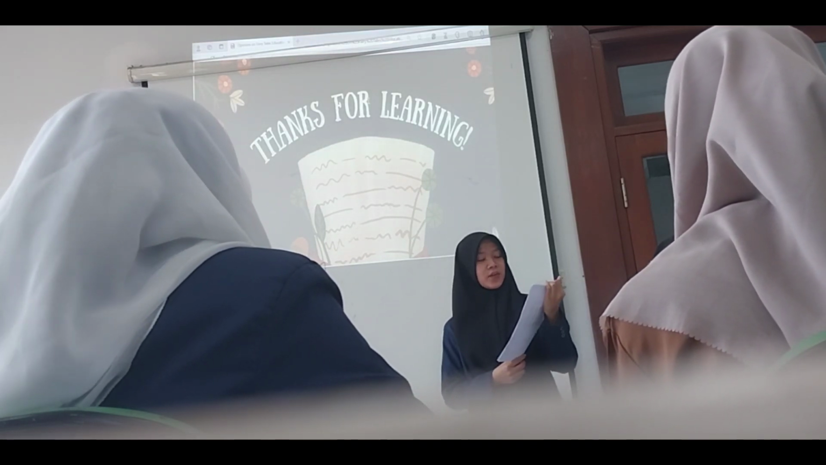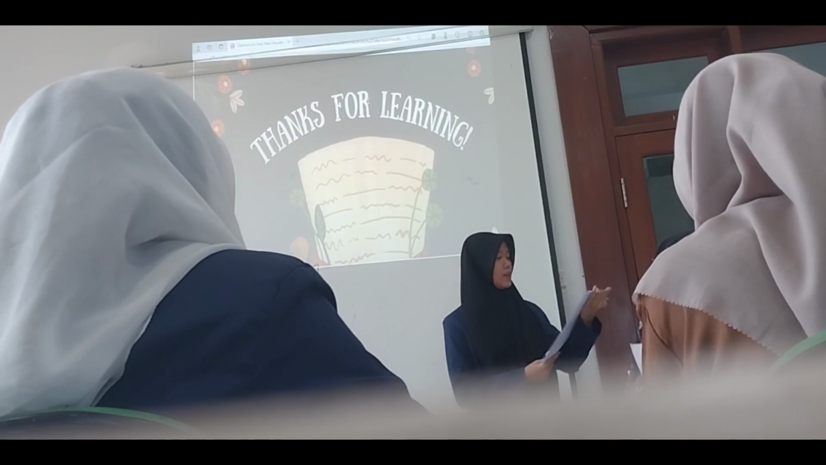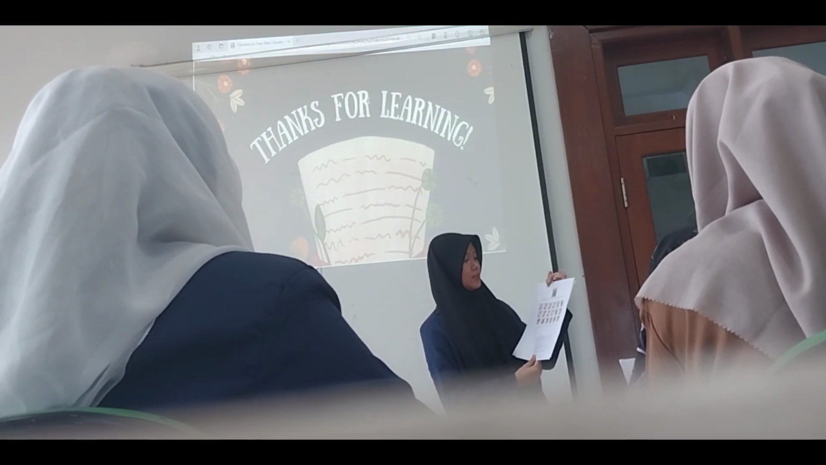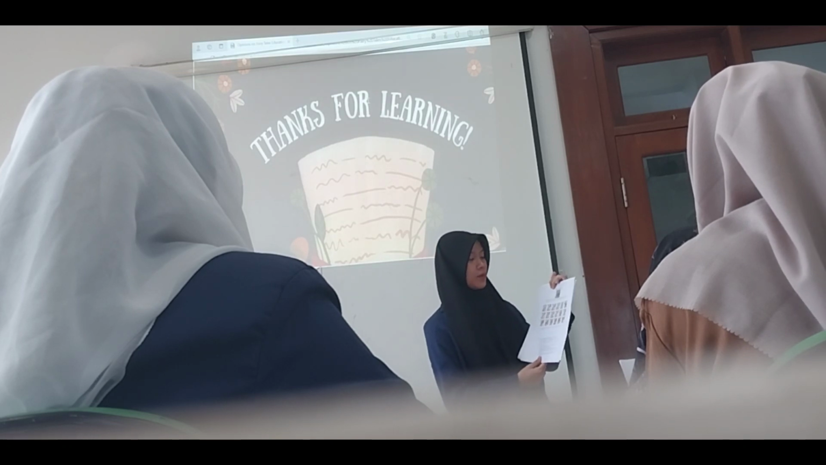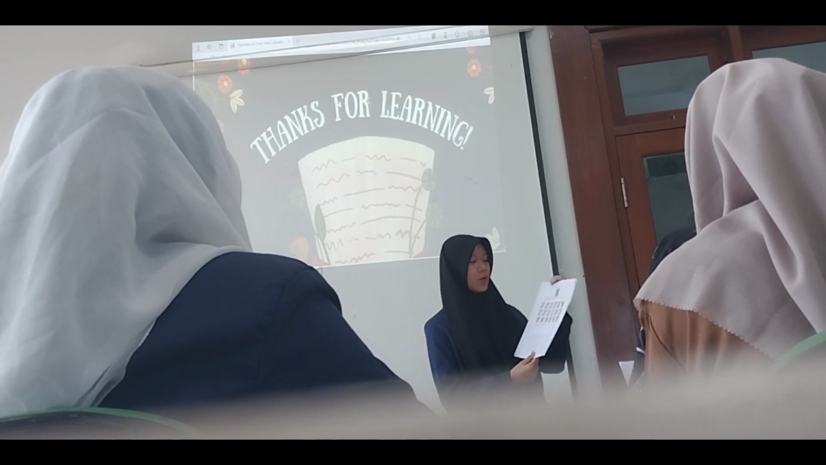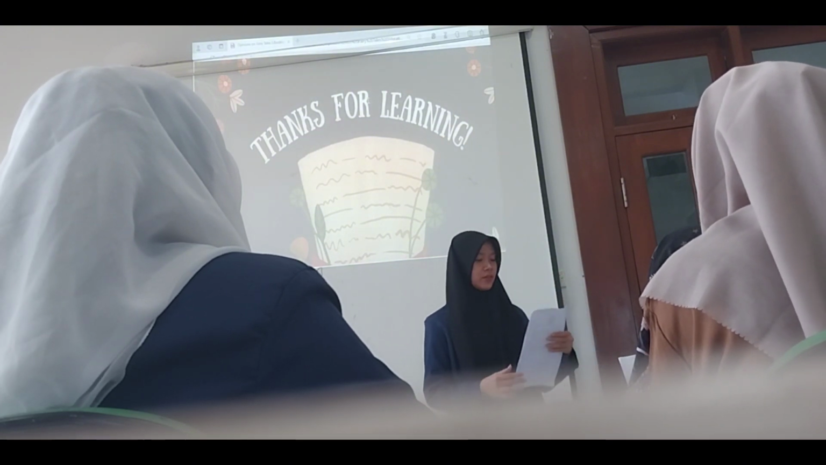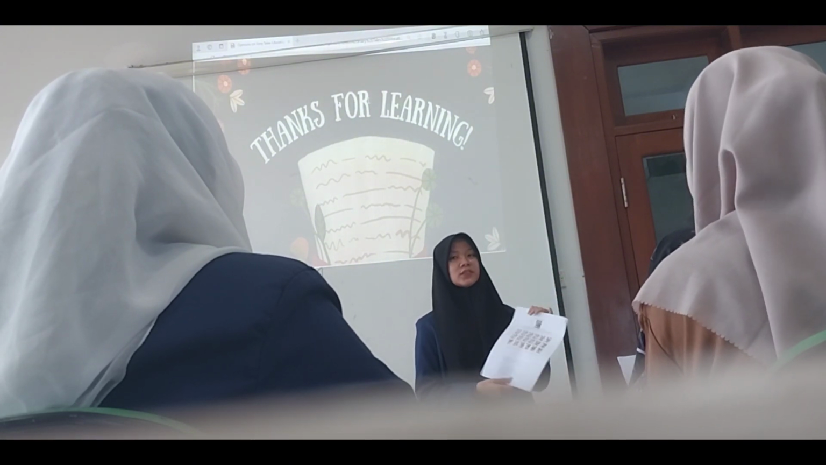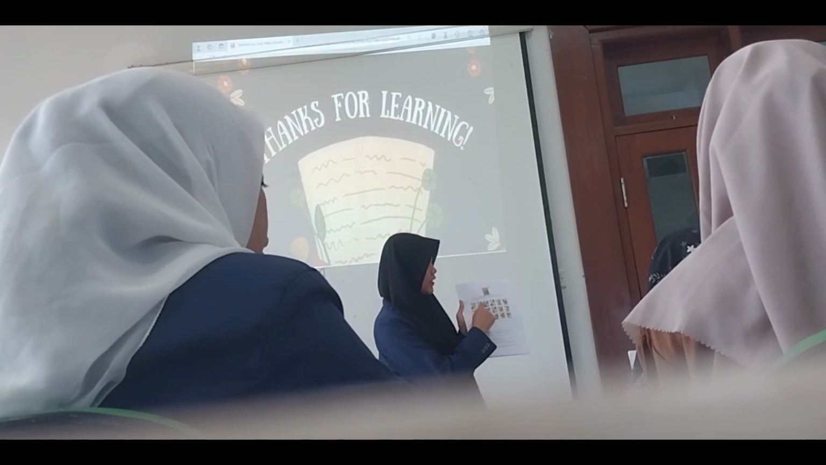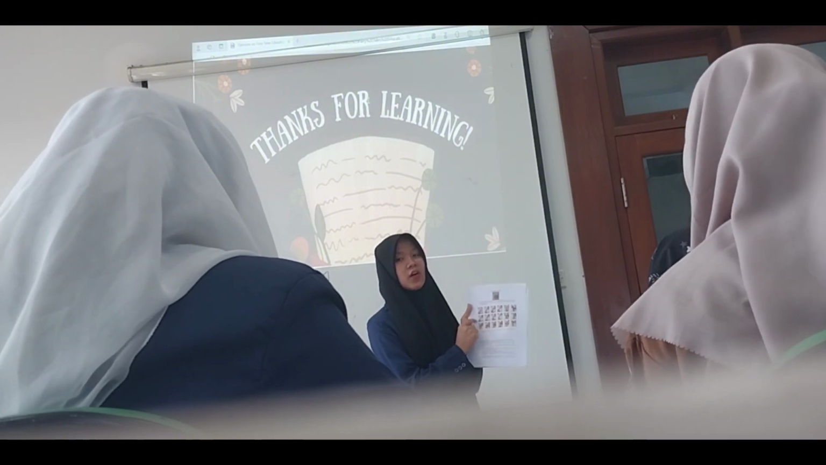Okay, I want to read the instruction first. The first: take a look at the process of how to make a paper flower below. Give a number to each picture to show the correct order. Number 1 has been done for you. Continue for the rest of the process. Do you understand the instruction? So you have to fill out these circles with the correct order.